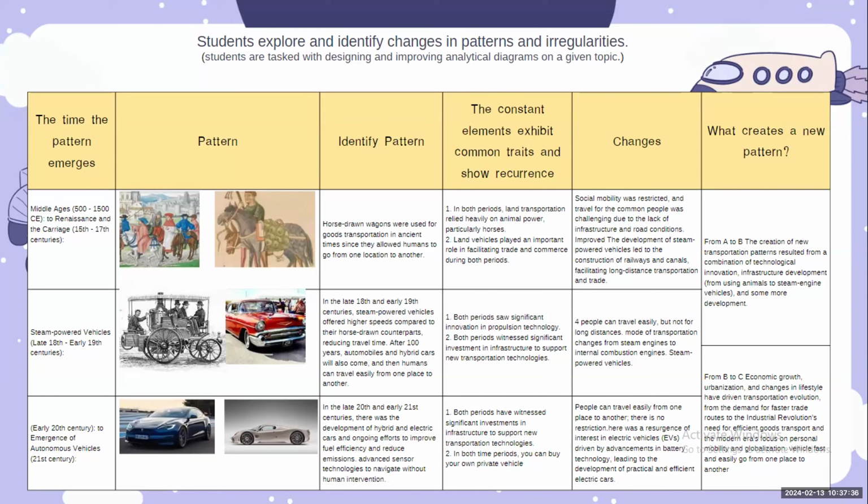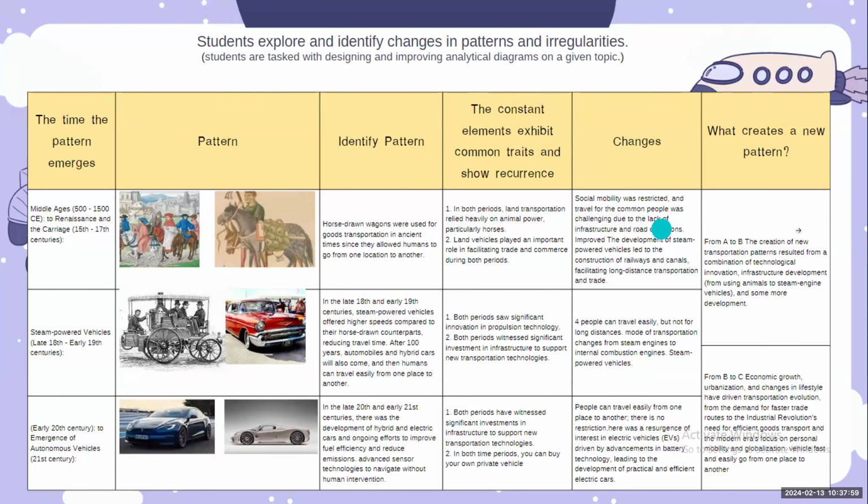And we use hybrid cars and automatic cars, thanks to advances in battery technology leading to the development of practical and efficient electric cars. So we can easily go from one place to another, and we can comfortably sit in the car and go from one place to another.